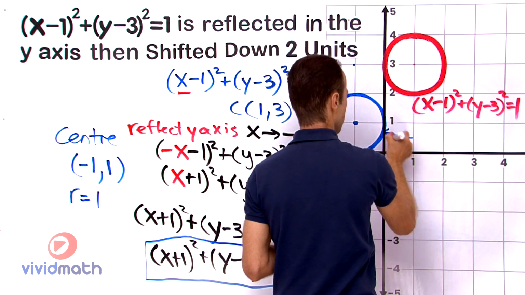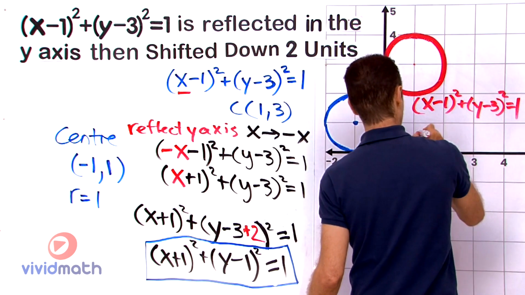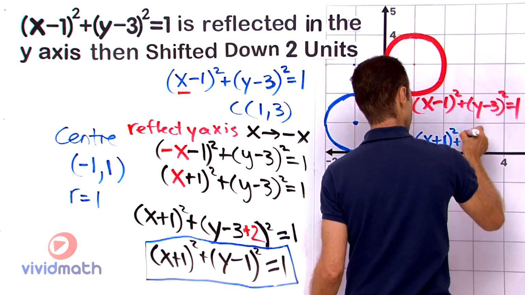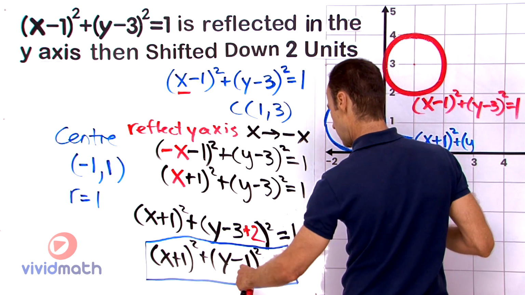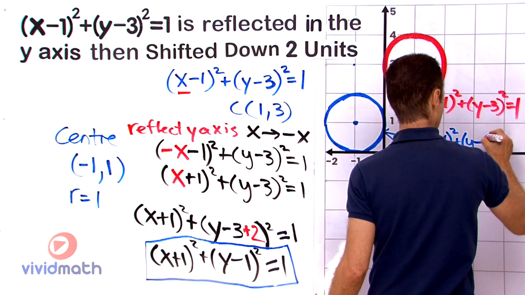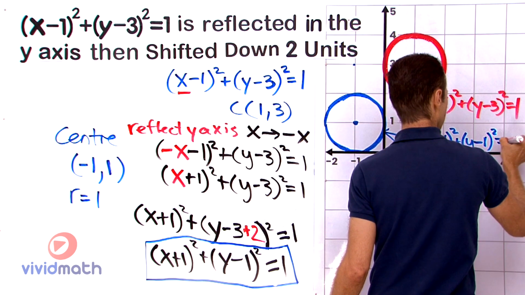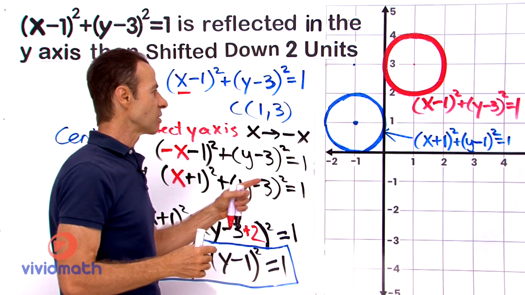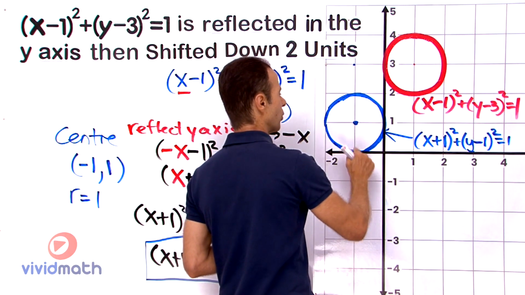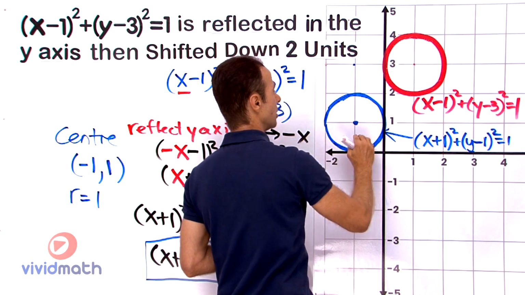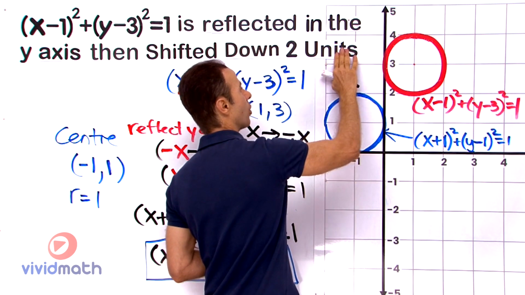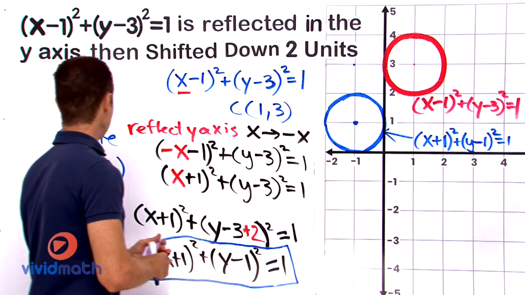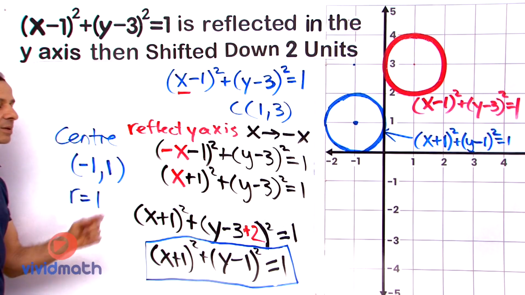And that's our circle of (x + 1)² + (y - 1)² = 1. There's the circle. That's where it's been shifted. Now let's confirm visually. The coordinates are (-1, 1), and what we've done is it's gone from this, reflected in the y-axis and shifted down. It seems to make sense. That's the new equation, and the center there is (-1, 1). There you go.